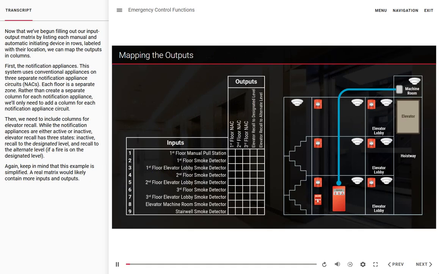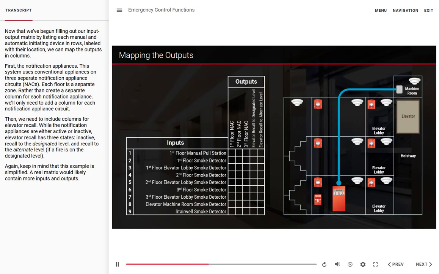Now that we've begun filling out our input-output matrix by listing each manual and automatic initiating device in rows, labeled with their location, we can map the outputs in columns. First, the notification appliances. This system uses conventional appliances on 3 separate notification appliance circuits, or NACs. Each floor is a separate zone.